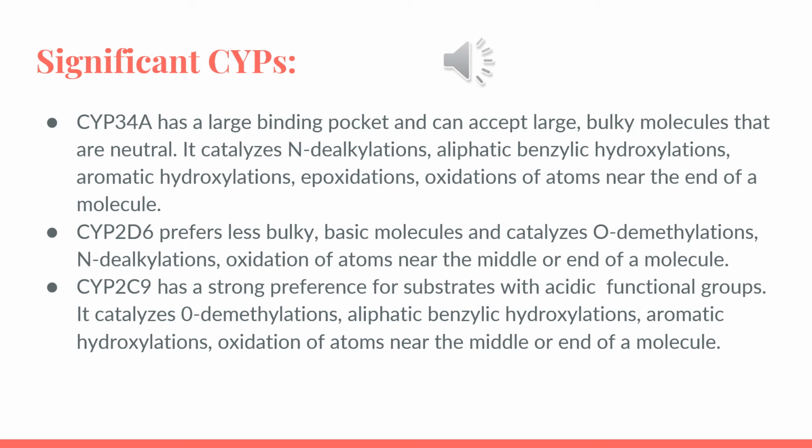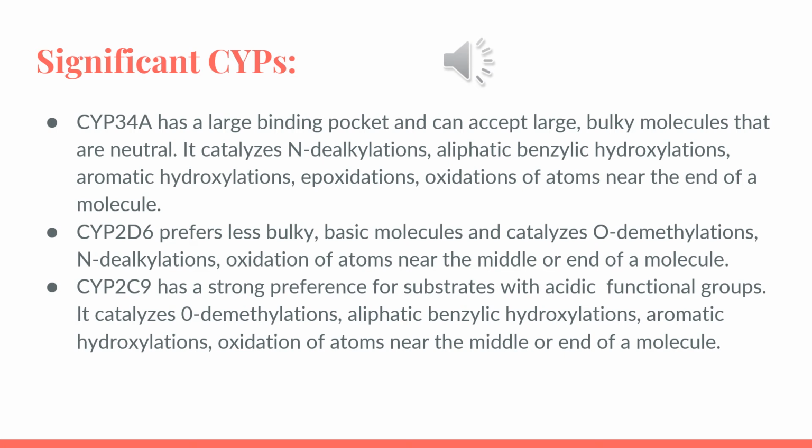CYP2D6, which is a CYP enzyme, is very significant because it is mainly involved in the metabolism of antidepressant drugs, and thus the importance of it. It prefers less bulky basic molecules and catalyzes O-demethylation and dealkylation, and oxidation of an atom near the middle or end of a molecule.